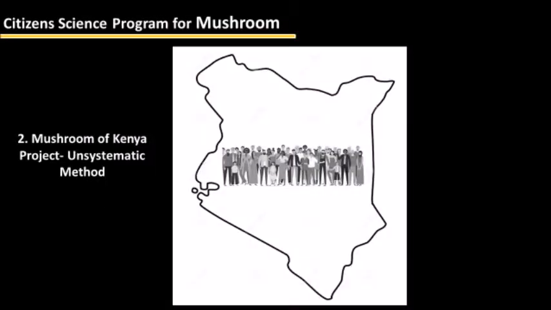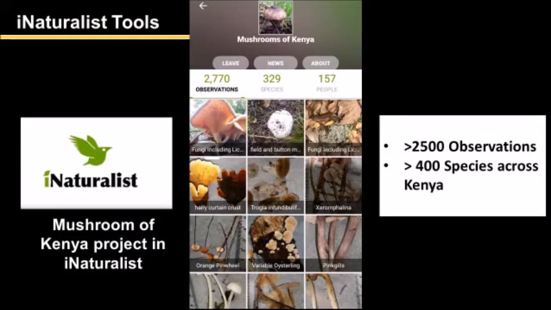When we developed this iNaturalist Mushroom of Kenya project, we developed it to capture mushroom data collected all over Kenya. We wanted to capture all mushroom data collected by other passionate citizen scientists. This far, the project has received over 2,500 mushroom specimens. These are translating to over 400 mushroom species.